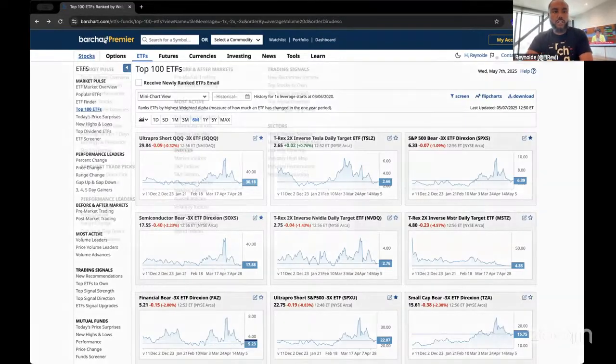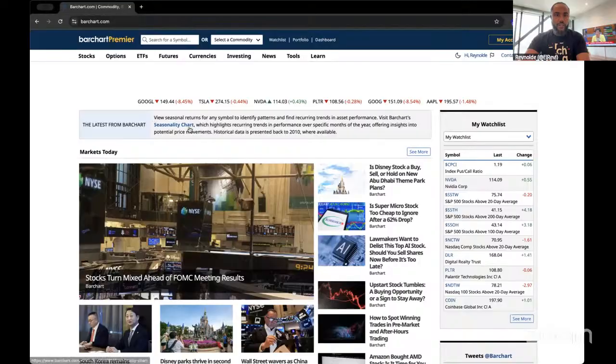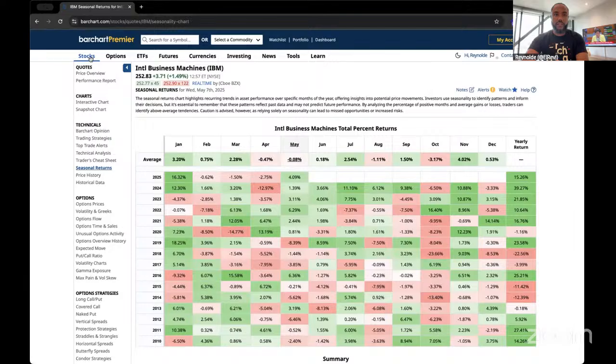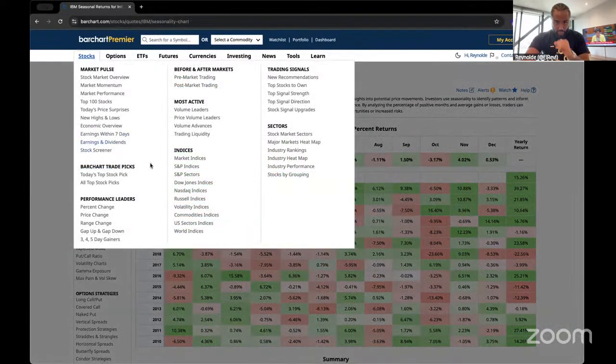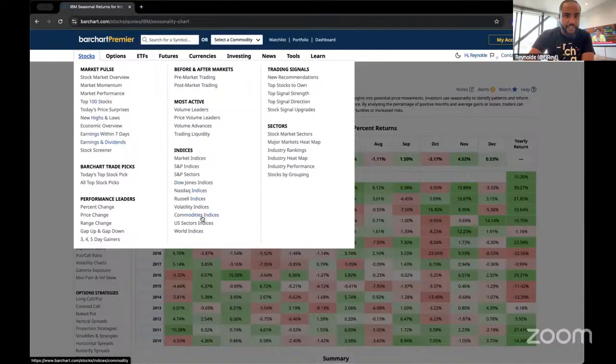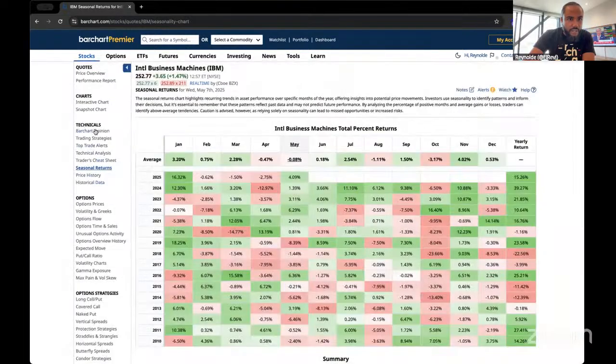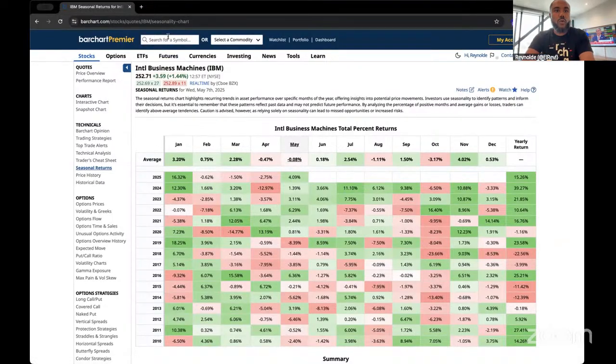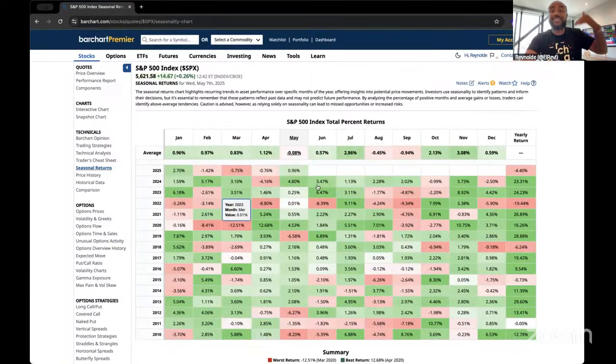But I wanted to show you one last thing. Okay, so Barchart does have a seasonality chart here. You can click on the seasonality chart. It's under the stocks tab. Excuse me, and then come under where is it under here? Let's see. Hold on one second. Okay, technicals, Barchart opinions. Oh, this is for, so we have to go to the SPX, right? If we go to a particular stock, we can see the seasonality there, okay? So in this case, we're looking at the S&P 500.